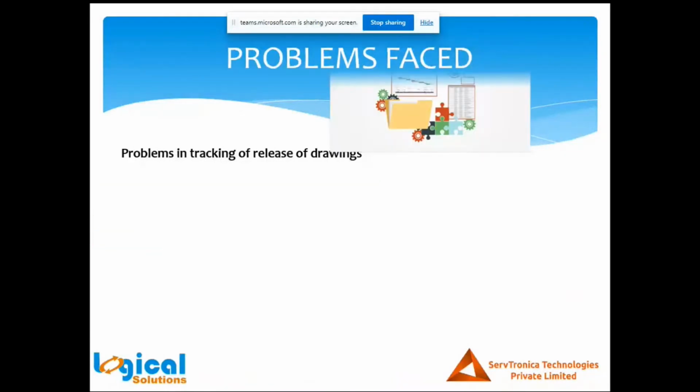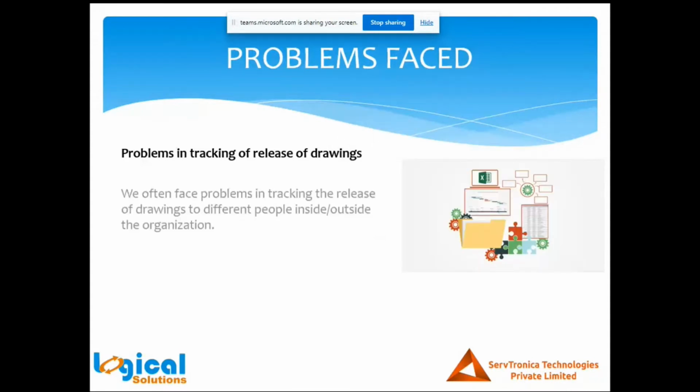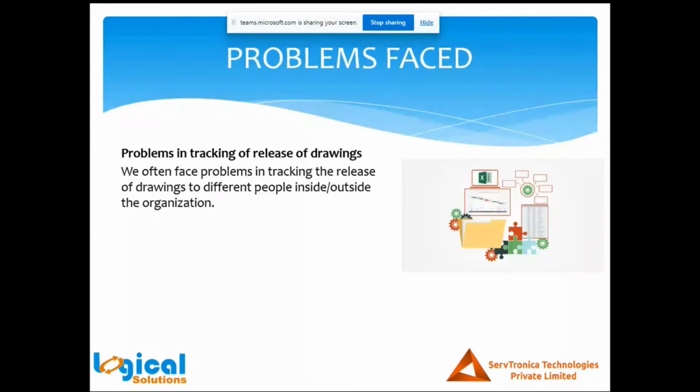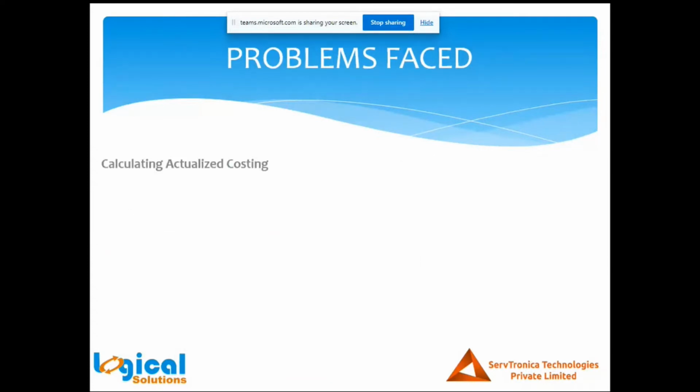Tracking of release of drawings. Right? We are releasing drawings on a day-to-day basis, but we do not have any track or record of that. We don't know how many drawings have been released, what are required to be re-released, etc. Normally we maintain some kind of Excel or register wherein we keep the records, right? So this information is not traceable, and not very transparent.